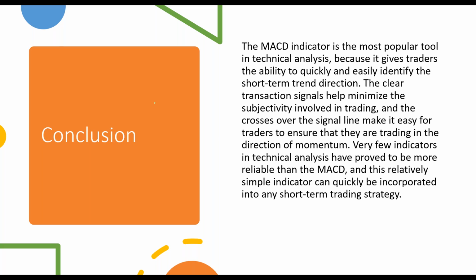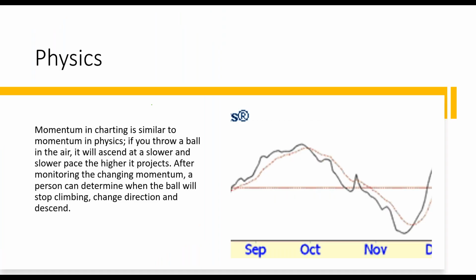And because it gives traders the ability to quickly and easily identify the short-term trend direction, the clear transaction signals help minimize the subjectivity involving a trend. And the crossovers of the signal line make it easy to ensure that you are trading in the direction of the momentum. Very few indicators in technical analysis have proved to be more reliable than MACD. And this relatively simple indicator can be quickly incorporated in any short-term trading strategy.